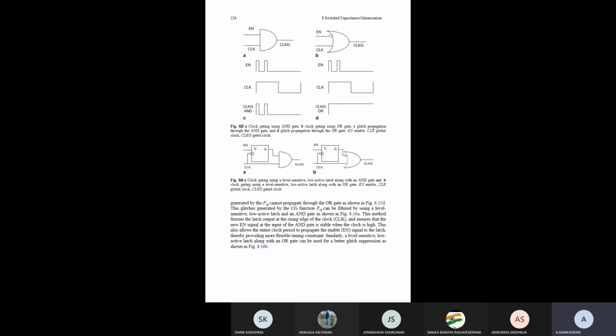This also allows the entire clock period to propagate the enable signal to the latch. Finally, it provides flexible timing constraints. A level sensitive, low active latch along with the OR gate can be used for better glitch suppression.